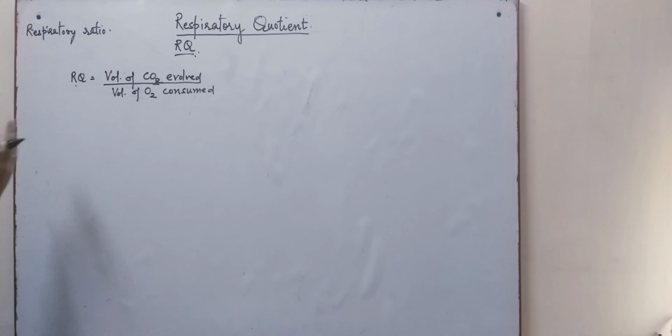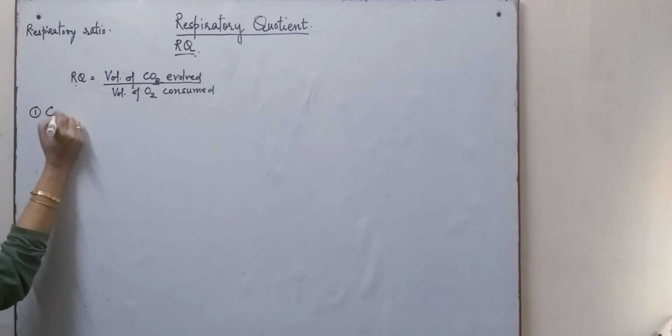We know the macronutrients, that is carbohydrates, fats and proteins, and we'll be studying how to calculate the RQ value for a particular substrate. Let us talk first about the carbohydrate.